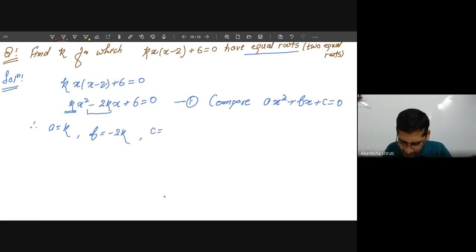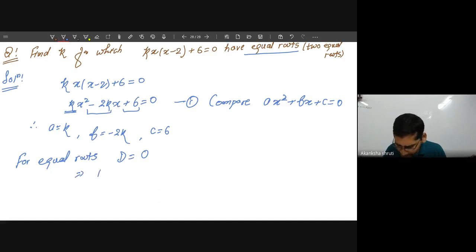C, whatever the constant term, it is 6. Now what is the given condition? For equal roots, you have to write D equals 0. It is given in the question that the roots are equal, which means b square minus 4ac will be equal to 0.